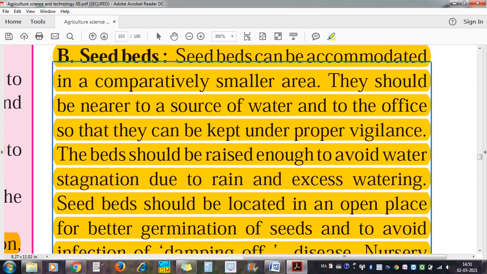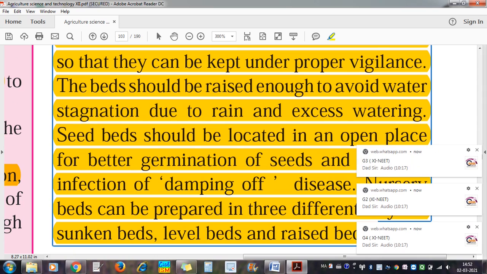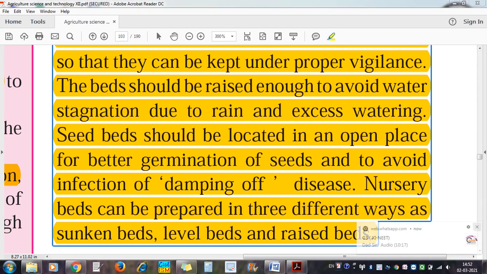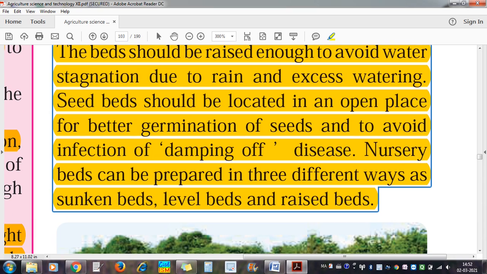An important thing is that there should be no stagnation of water. If there is stagnation or excessive water, then the seedlings may die or turn yellow. Then, for better germination, we have to avoid the infection of damping off disease. For this purpose, there should be good drainage. So drainage should be made. The beds should be made on level land.